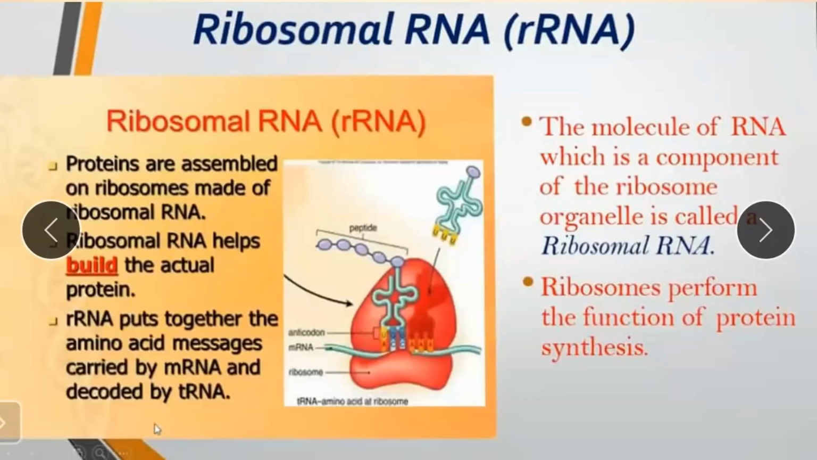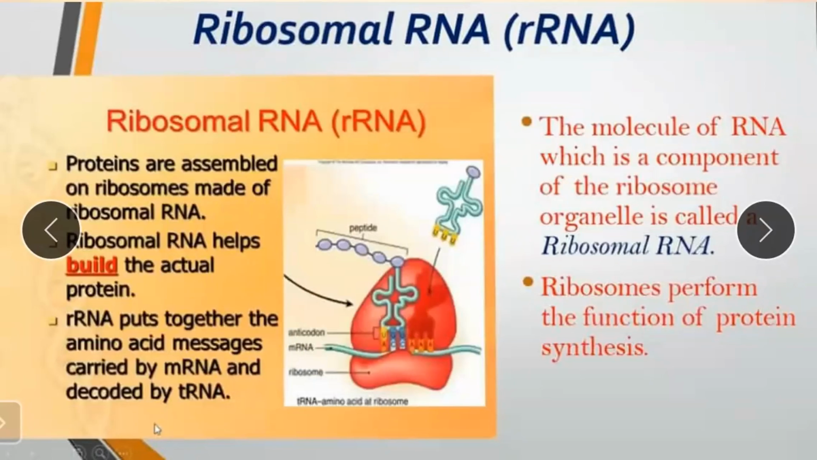So see in the pictures what we can see. Proteins are assembled on what? On ribosomes, which are made up of ribosomal RNA. And what is the function of this ribosomal RNA? The molecule of RNA, which is a component of the ribosome organelle, is called ribosomal RNA. Component means it is a part of this RNA.